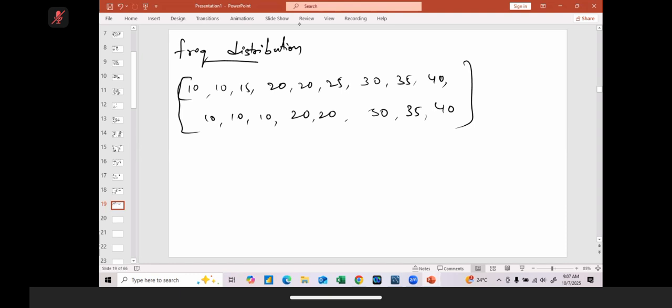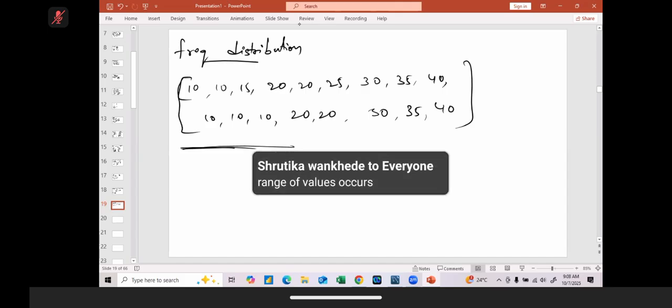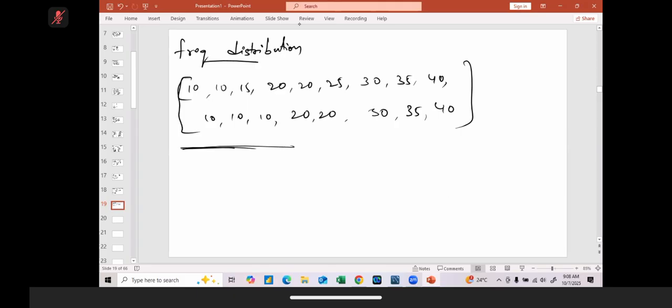Two data repeated equally in most number of times. Spread of repetitive data. Yes, exactly. What is the frequency distribution of this data? Range of values occurs. Okay. How many distinct values are there?